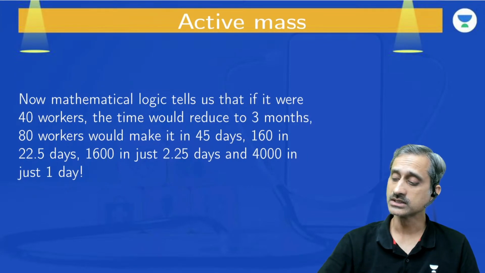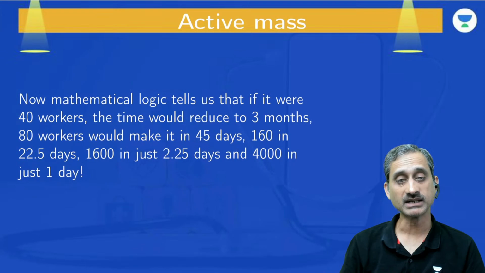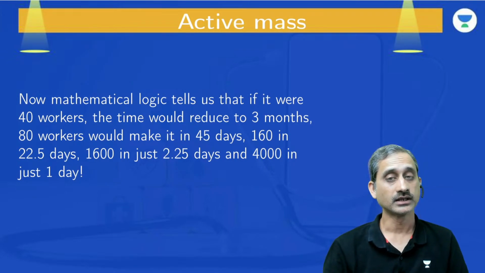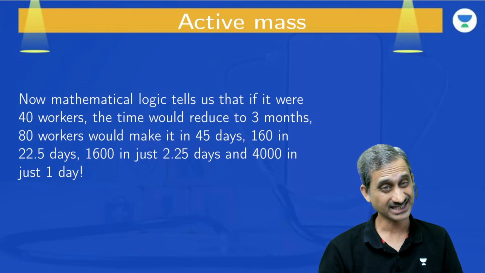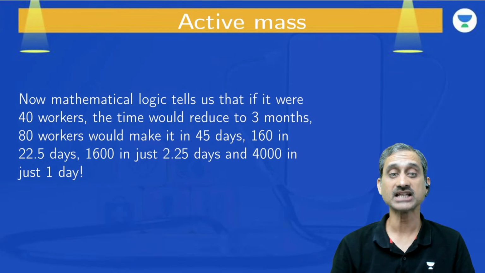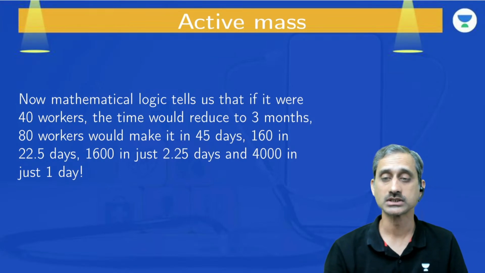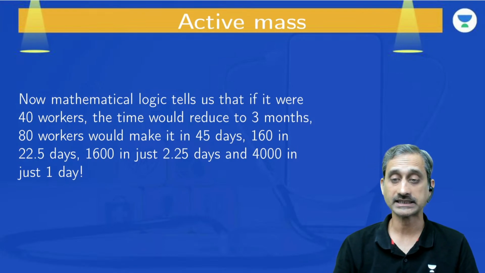Now, thinking mathematically, if we use 40 workers, then the time would reduce to 3 months. 80 workers would make it 45 days, 160 in 22.5 days, 1600 in just 2.25 days. And if I use 4,000 workers, then the work would be completed in just 1 day.